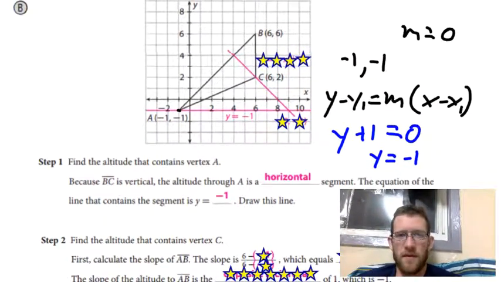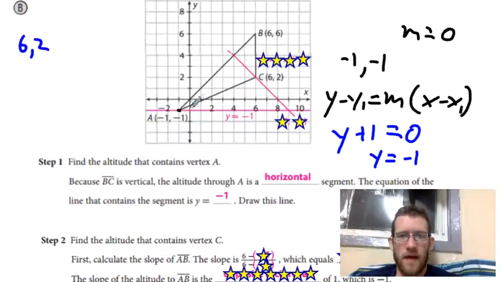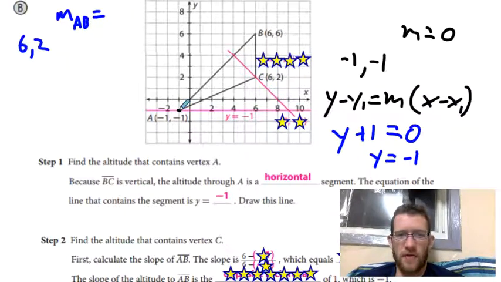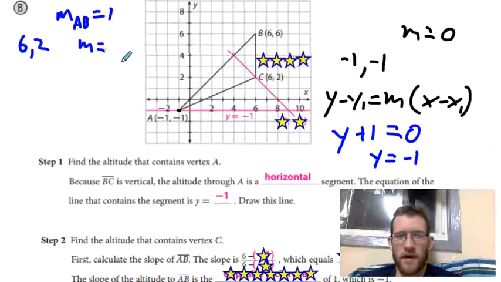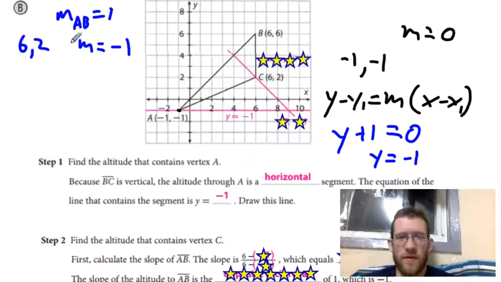Okay, the second one, find the altitude that contains the vertex C. So C is right here. It's at the point (6, 2). And it's going to be perpendicular to AB. What is the slope of AB? Well, we know it's at (-1, -1). It goes up to (6, 6). We can just count the rise and run. We can say, oh, 7 over 7, or 1. Therefore, the opposite reciprocal of 1 is -1.